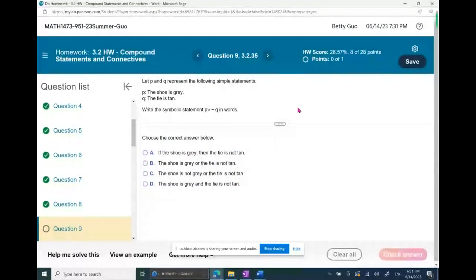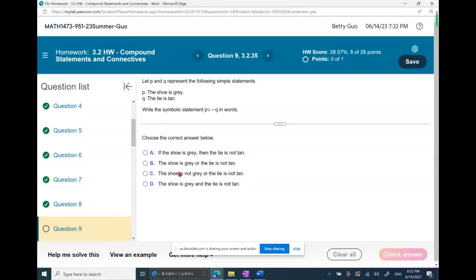Number 9. P represents the statement the shoe is gray. Q represents the statement the tie is 10. Express the statement P or not Q in words. So this is a disjunction. D-I-S-J-U-N-C-T-I-O-N. Disjunction means or, okay? So we do not do if then. If then is conditional. And we do not do and. So these are out as well.